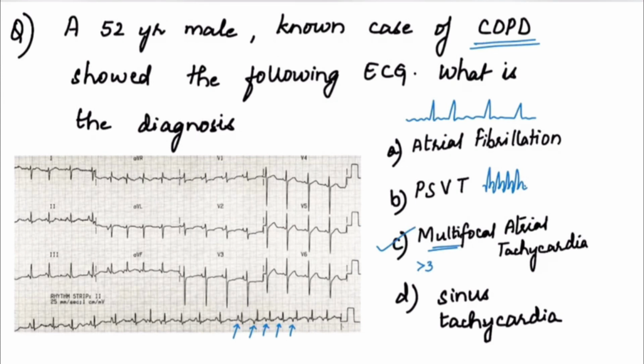Now why is it not sinus tachycardia? Because the morphology of the complexes should be normal in sinus tachycardia. Here the morphology of P wave is abnormal, so it is not sinus tachycardia.